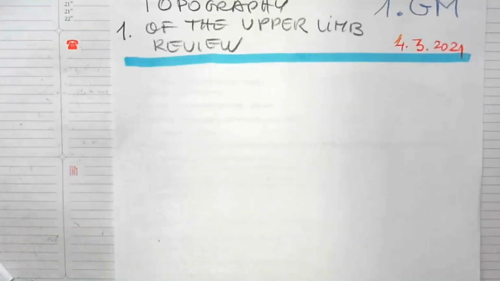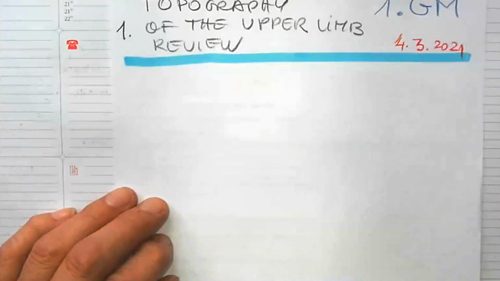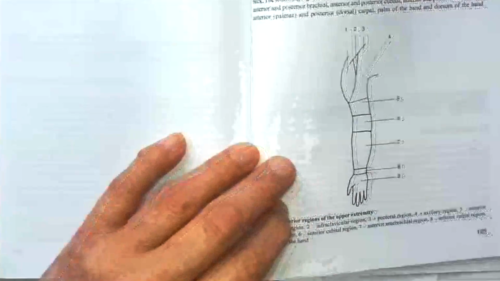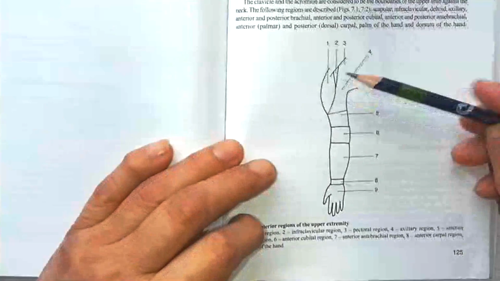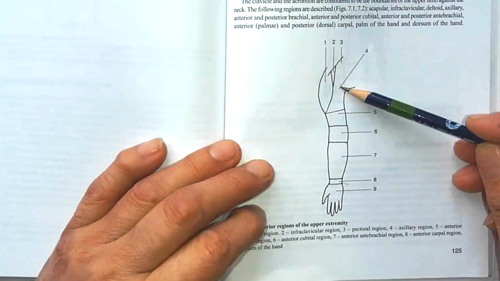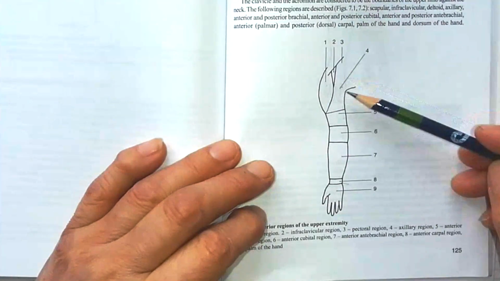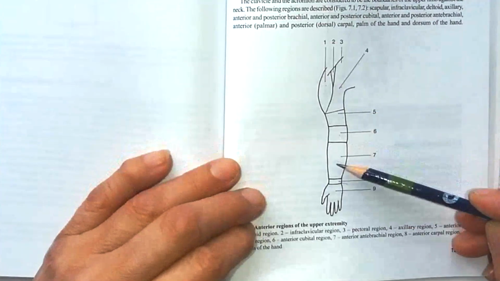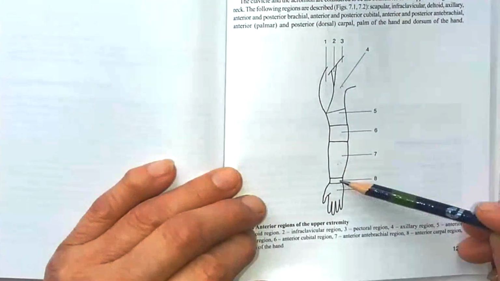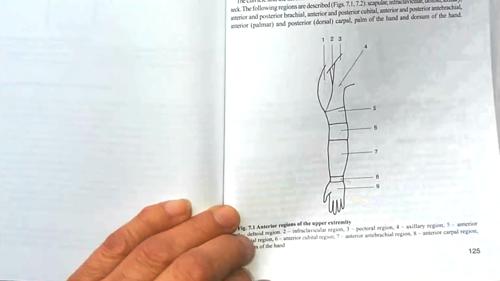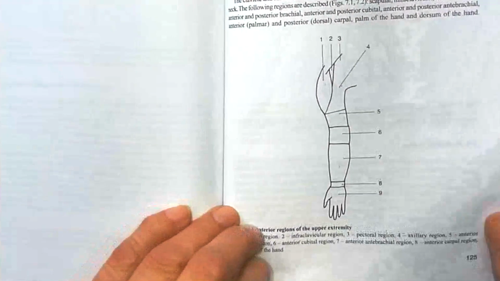Today is just review. Concerning the regions, we know that there are some regions on the upper extremity. This is the anterior view, where we see the deltoid region, then axilla, the axillary region, a relatively complicated area. Then the anterior brachial region, anterior cubital region, anterior antebrachial region, then anterior region of the wrist, or carpal region, and also the palmar manus, or the palmar region.